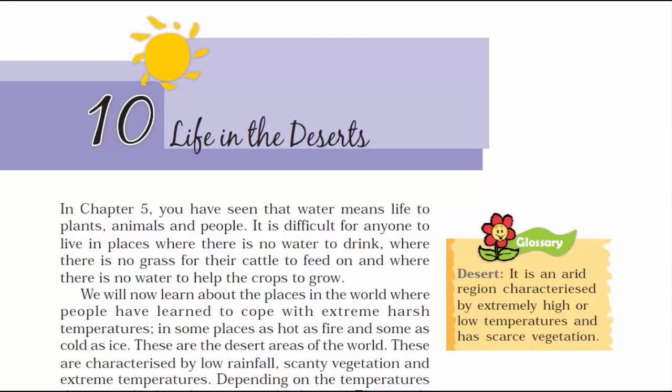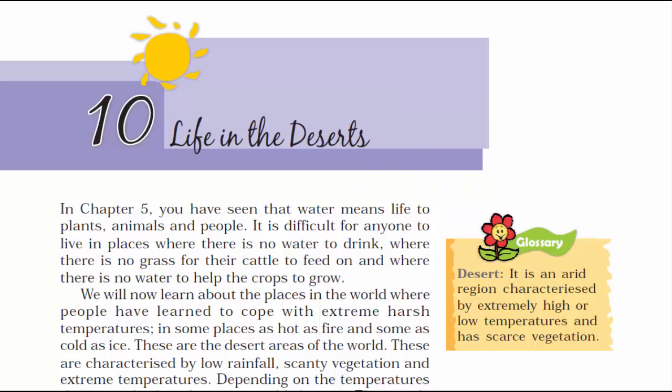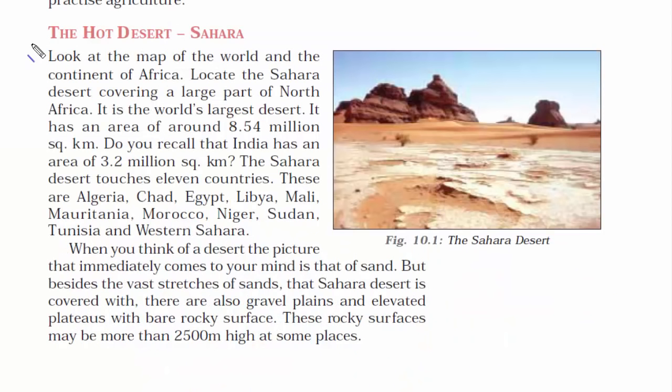Whenever we think of desert, we think of low rainfall, scanty vegetation, and extreme temperatures. And depending on the temperatures, they can be hot deserts or cold deserts. In this chapter, we will be reading about deserts around the world and how people have adapted to the extreme temperatures of these deserts. The first topic is the Sahara Desert.